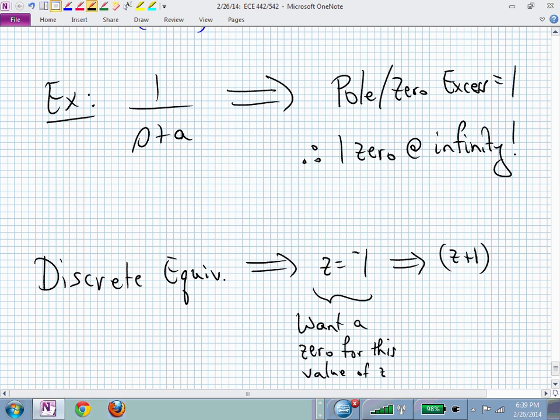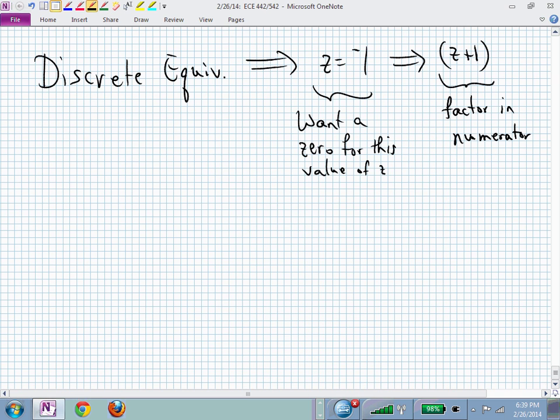which means that that factor will provide that particular property. So this is the factor in the numerator to account for that 0 at infinity, so that now we have some gain k, z plus 1 over z minus e to the minus at, and that's now our discrete equivalent using pole zero mapping and accounting for zeros at infinity.